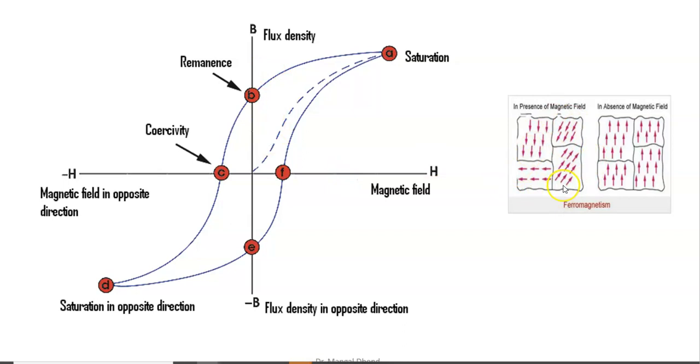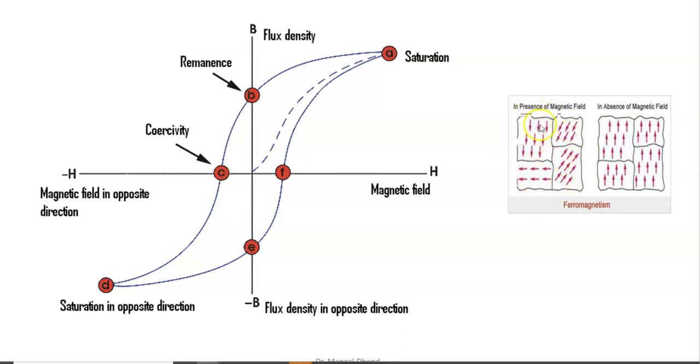What happens inside the material? Initially, dipole moments are oriented in various directions in the absence of a magnetic field. This is in the absence of a magnetic field, and this is in the presence of a field. The figure I took from a website is wrong; this should be in absence of field, and this should be in presence of field. Initially, dipole moments are parallel within each domain in a ferromagnetic material, but there are different domains. Suppose these are 4 domains.